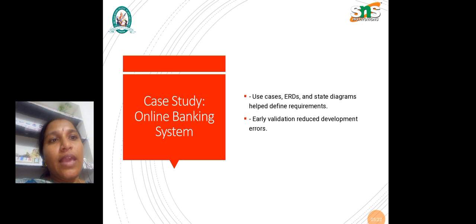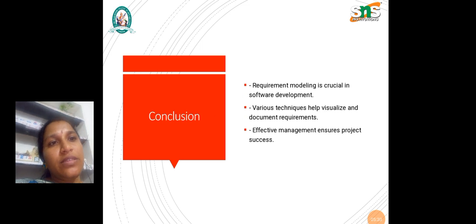Case study. Use this case study on an online banking system and draw the diagrams using that to reduce development errors. Conclusion, the requirement model is crucial in software development. The user needs are very important. User satisfaction is very important for the project's success.